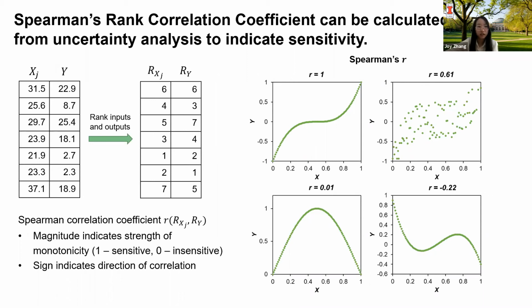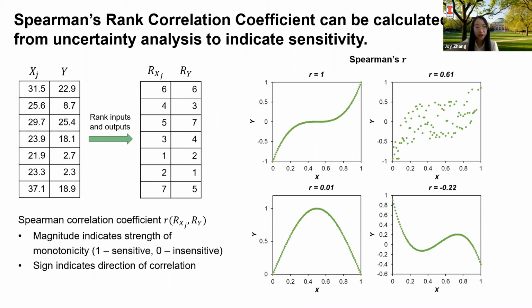If we get a value of zero, that means Y is insensitive to X. If we get a value of 1 or -1, that means X has a very important impact on the value of Y. And the sign just indicates the direction of this correlation. To calculate this correlation coefficient, with the input and output data, we first need to rank them in the same, either in ascending or descending order.